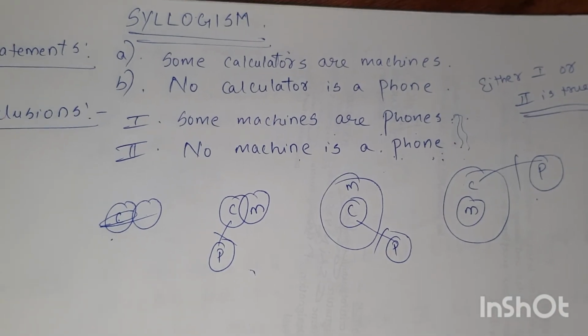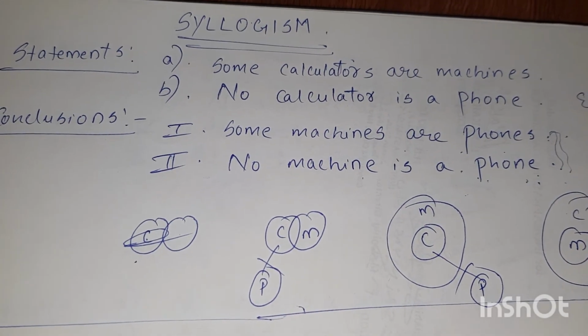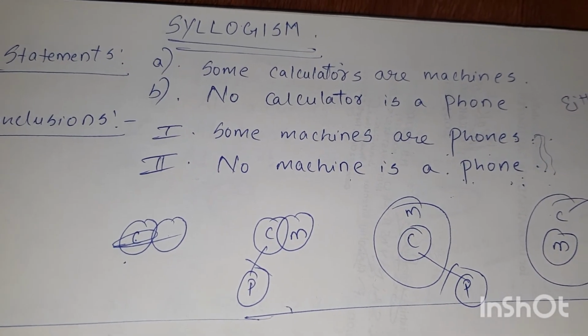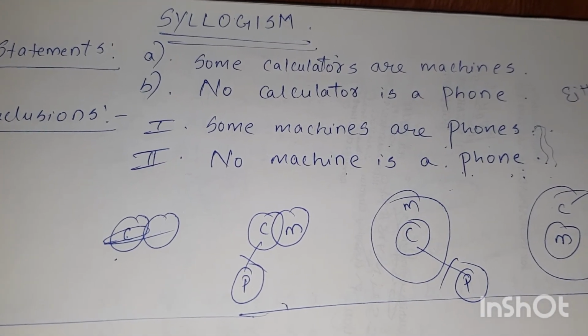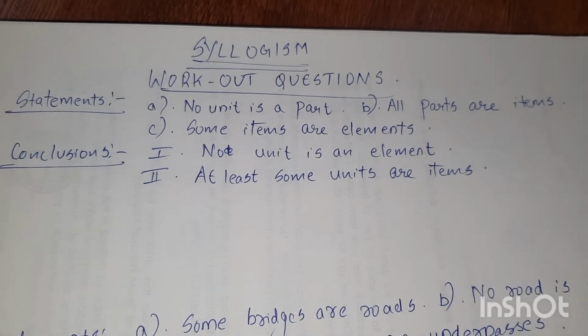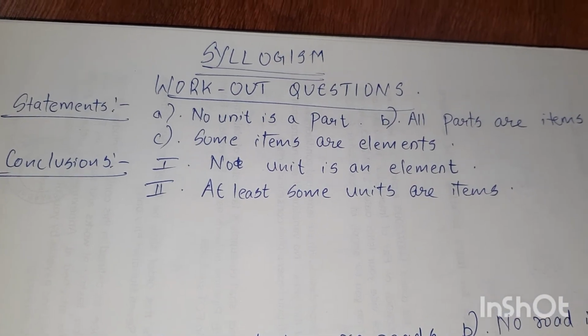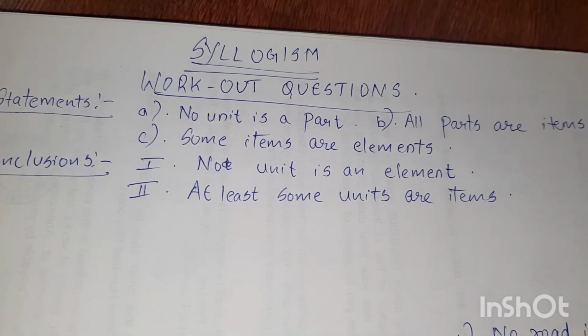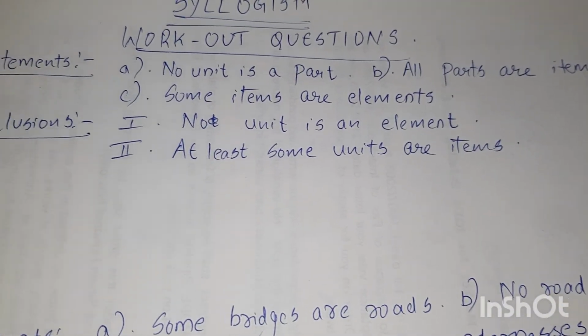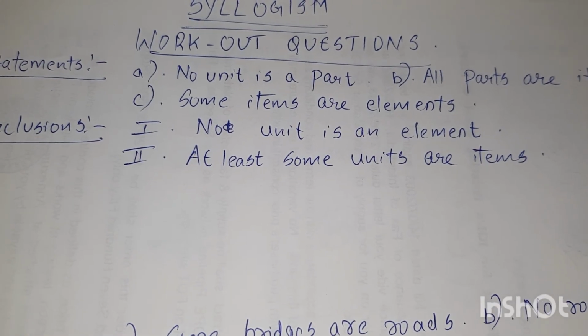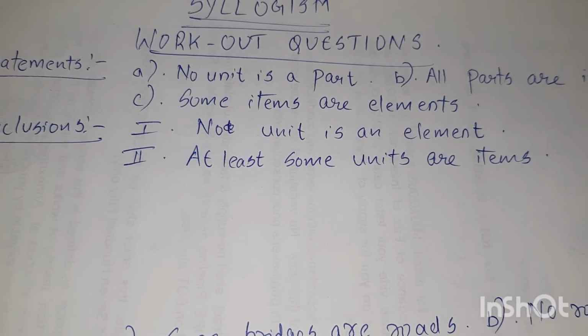Okay. I hope the concept of syllogism is clear to you. Now we can go to the 5 workout questions. First one, statements: no unit is a part, all parts are items, some items are elements. Conclusions: no unit is an element, at least some units are items.